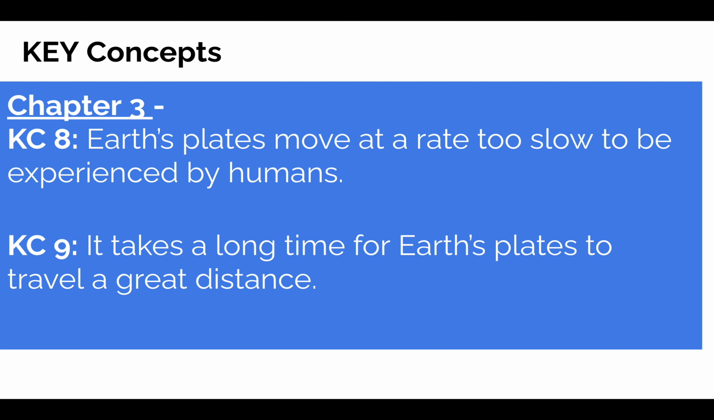The key concepts that we have there is key concept 8, Earth's plates move at a rate too slow to be experienced by humans. And key concept 9 is it takes a long time for Earth's plates to travel a great distance. I feel like you guys have a really good grasp of this already. You know it's going to take a long time. A couple things that we've already done in class is when we've been in the sim, you can see that the measuring tool, the time tool, is in millions of years. It's not in seconds or minutes or days or months. It's in million years.